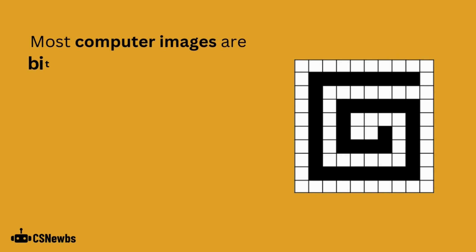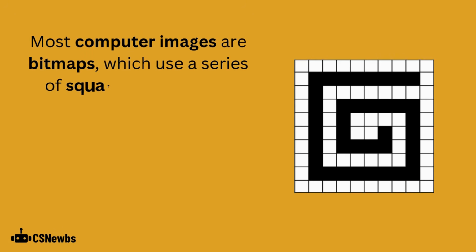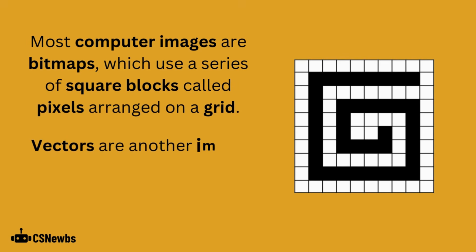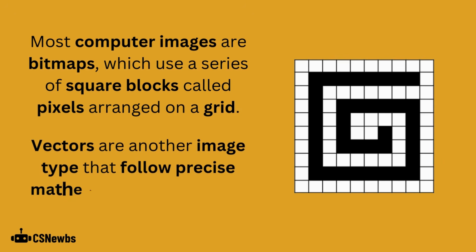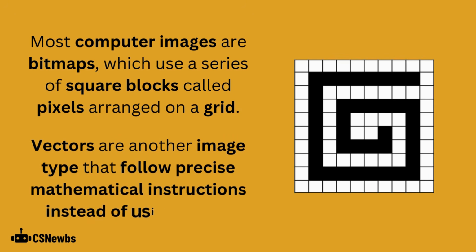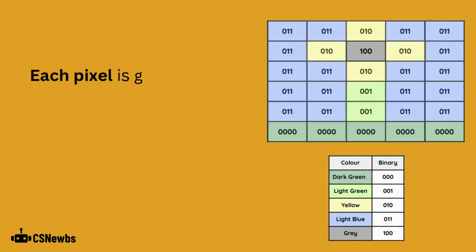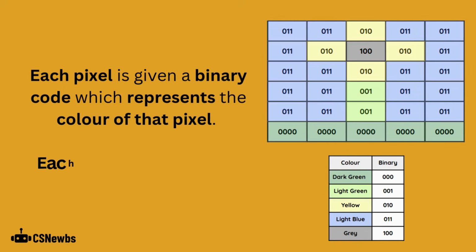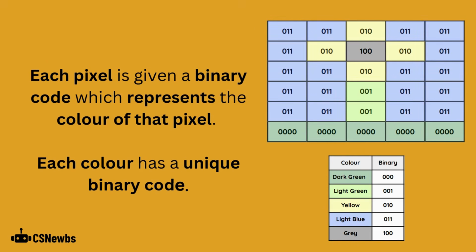Most computer images are bitmaps, which use a series of square blocks called pixels arranged on a grid. Vectors are another image type that follow precise mathematical instructions instead of using pixels, but you do not need to know about vectors for the exam. Each pixel is given a binary code, which represents the color of that pixel. Each color has a unique binary code.